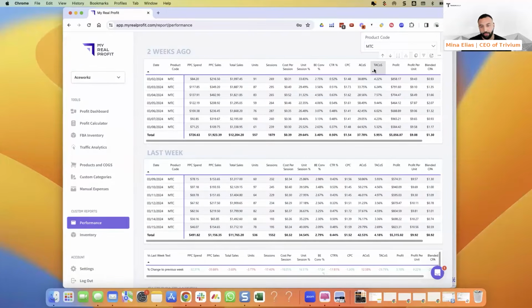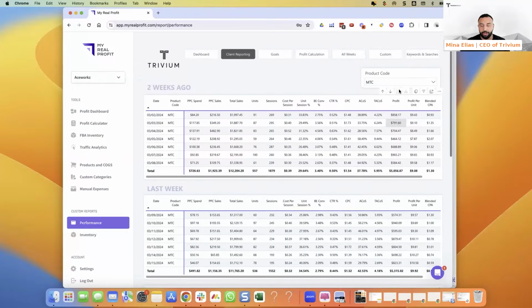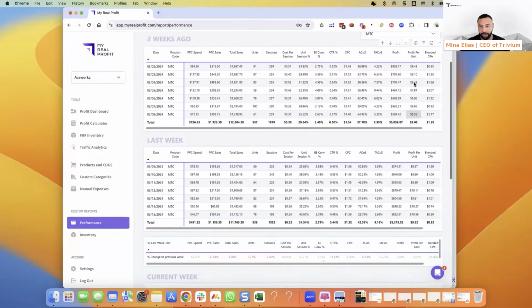ACOS and TACOS, we obviously know those metrics. ACOS is your PPC spend divided by your PPC sales, and TACOS is your PPC spend divided by your total sales. TACOS is basically what percentage of your revenue is going away to ads. So if you have a 30% profit margin and your TACOS is 4%, it means you're going to have a 26% margin left after ads. And here we're tracking profit. This is a very important one, and I'll break it down into the profit calculation in a second.